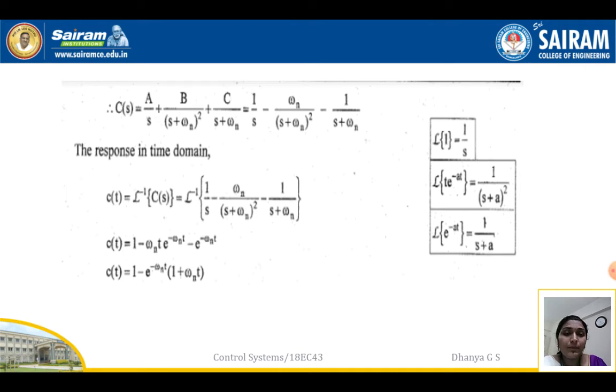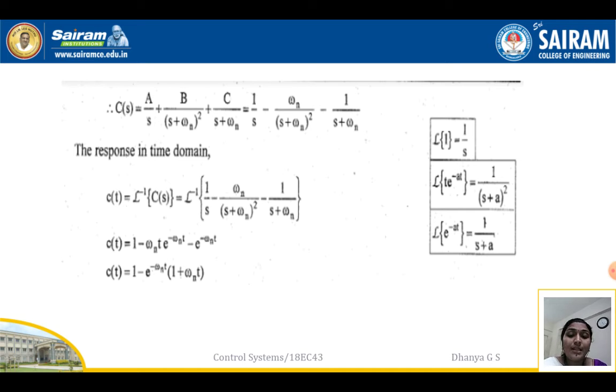We have standard equations for all those things. L of 1 is equal to 1 by s. L of t into e power minus at is 1 by s plus a whole square, and L of e power minus at is 1 by s plus a. So once you use these standard equations, you can get the expression of c of t as 1 minus omega n t into e power minus omega n t minus e power minus omega n t.